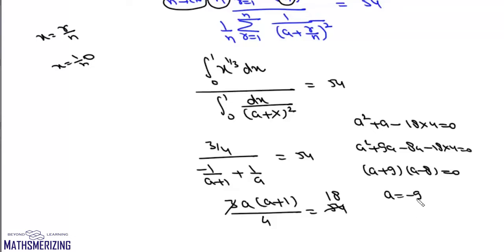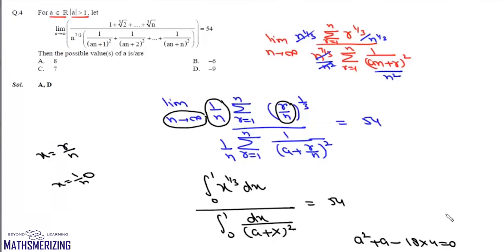So the value of a is minus 9 or the value of a is 8. So the possible values of a are 8 and minus 9, and that's your options A and D.